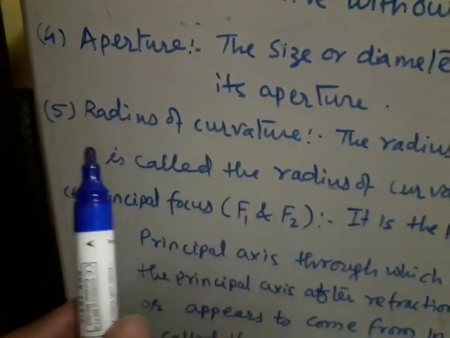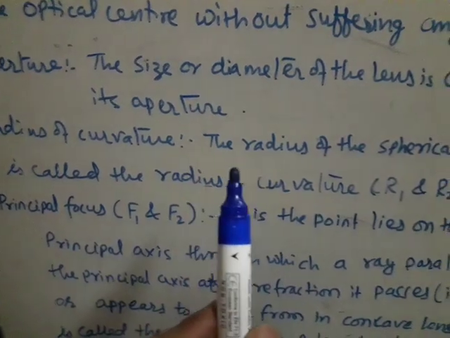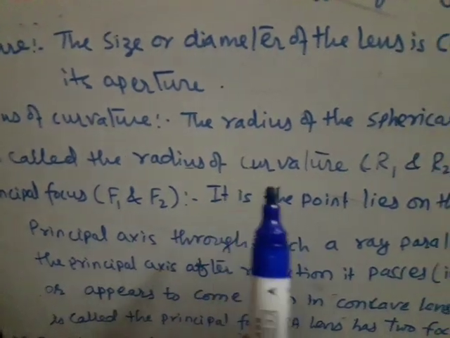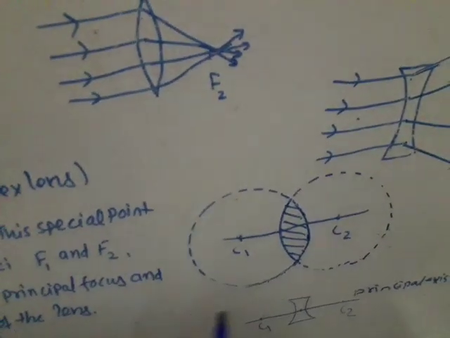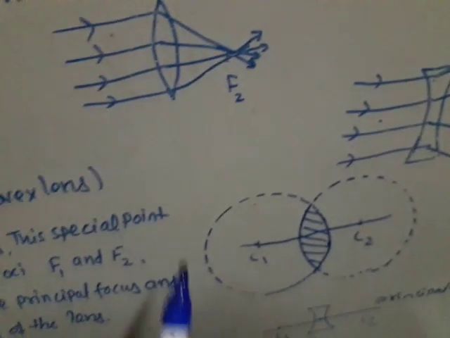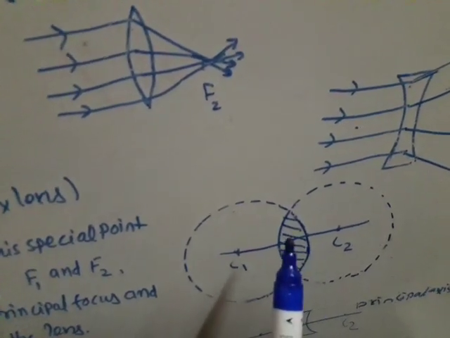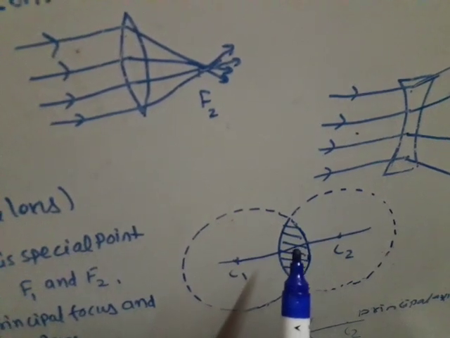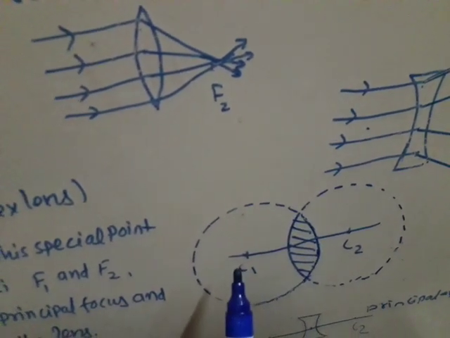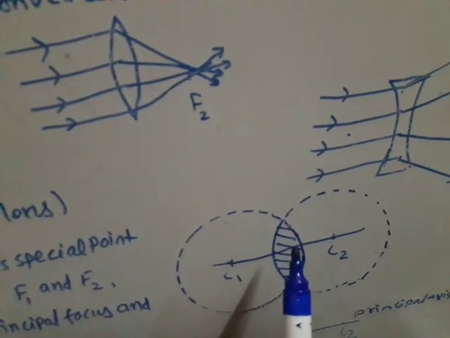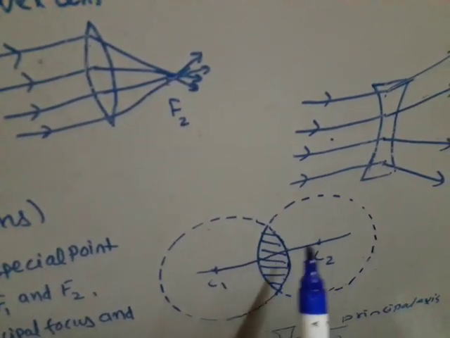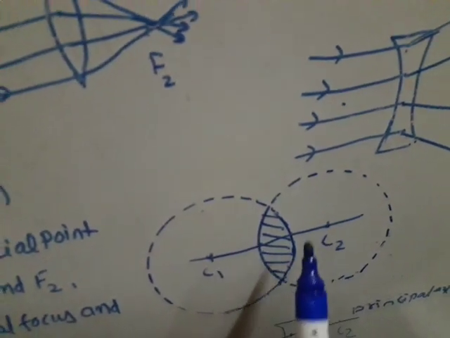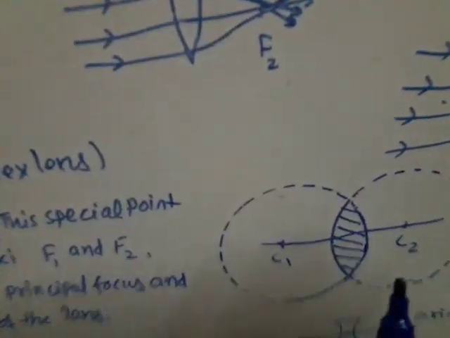Next is the radius of curvature. The radius of the spherical surfaces of the lens is called the radius of curvature. As we suppose, the spherical surfaces are made from two spheres, so the radius of curvature means the distance from the optical center to the center of curvature. From this side also, the distance from the optical center to the center of curvature is called the radius of curvature. In this way, a spherical lens has two radii of curvature, R1 and R2.